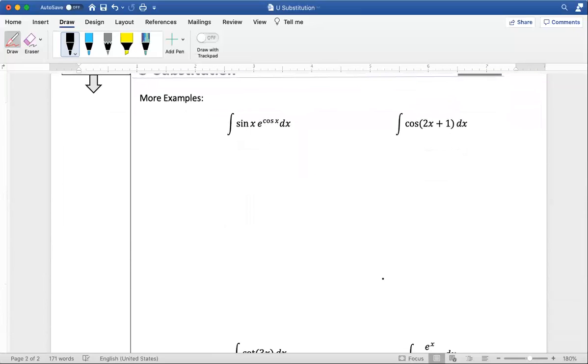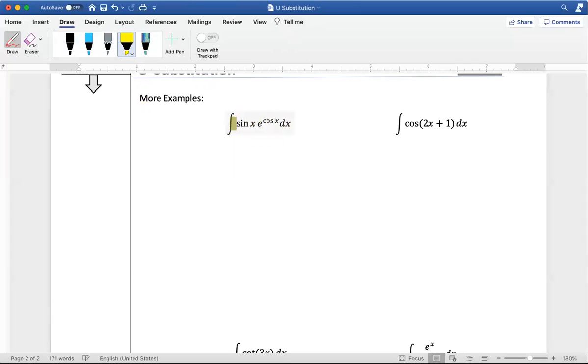So here's some more examples, and the best way to get good at u-substitution is just to do a bunch of examples. So on this, we're going to have 8 examples, and in your videos there's more than that. So just do a bunch of examples.